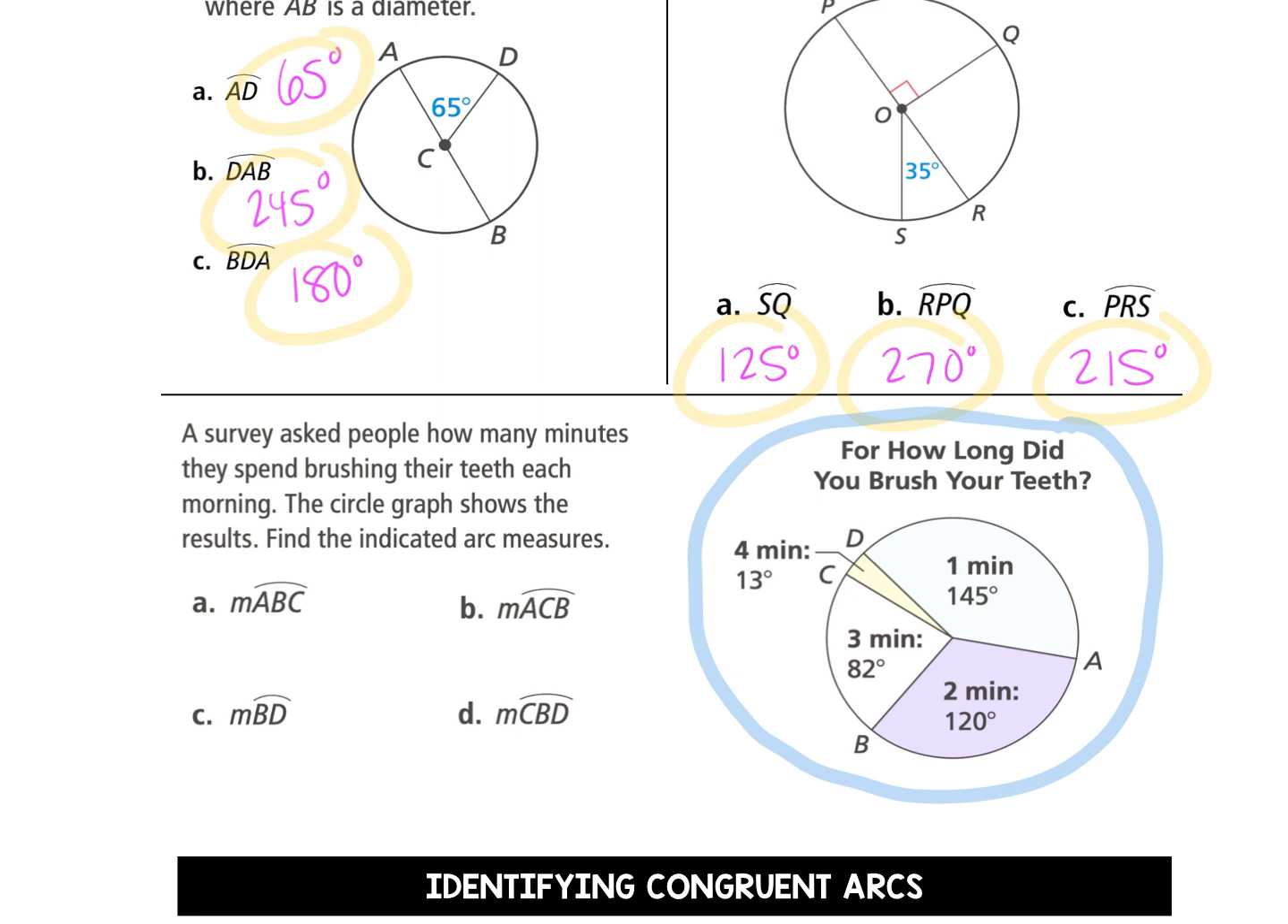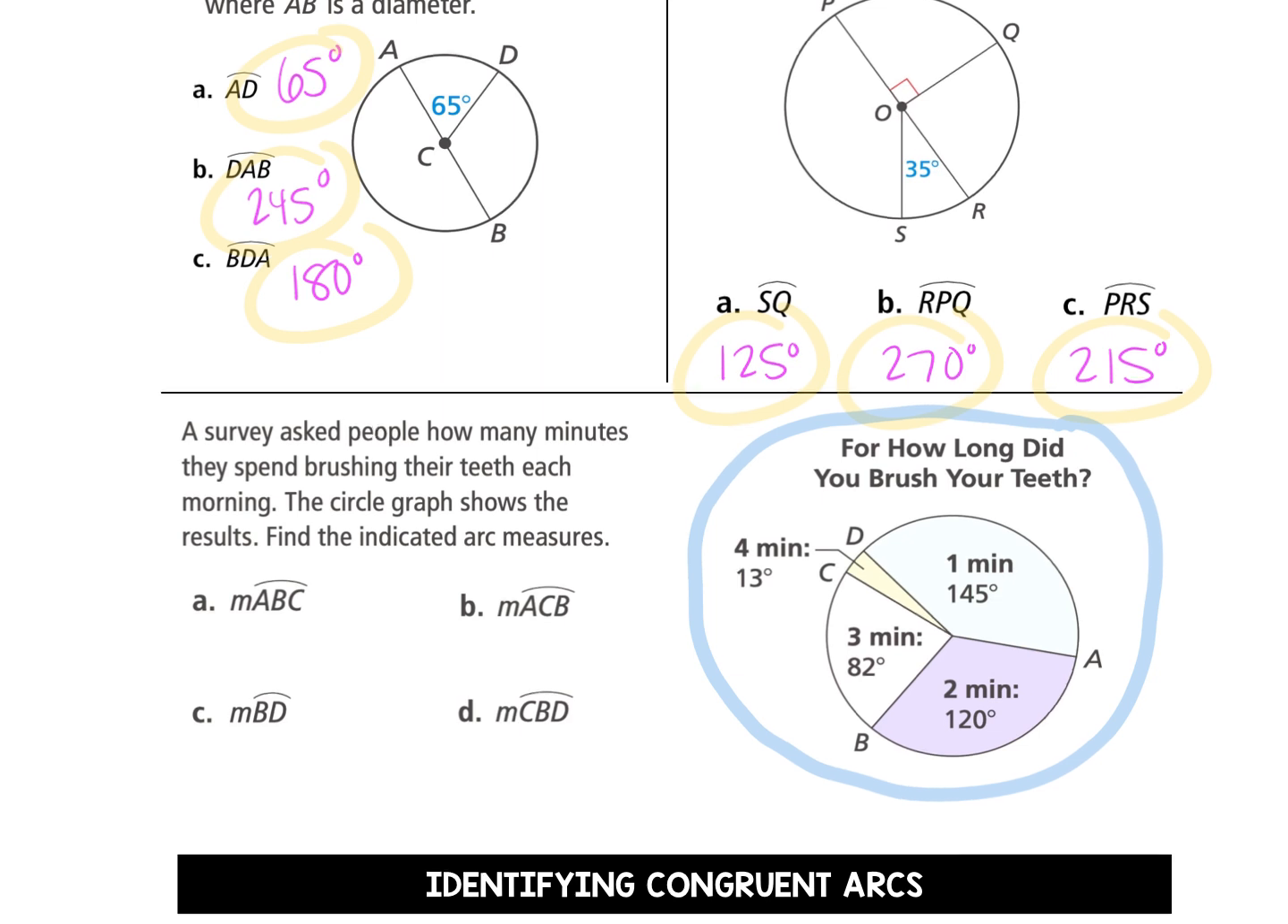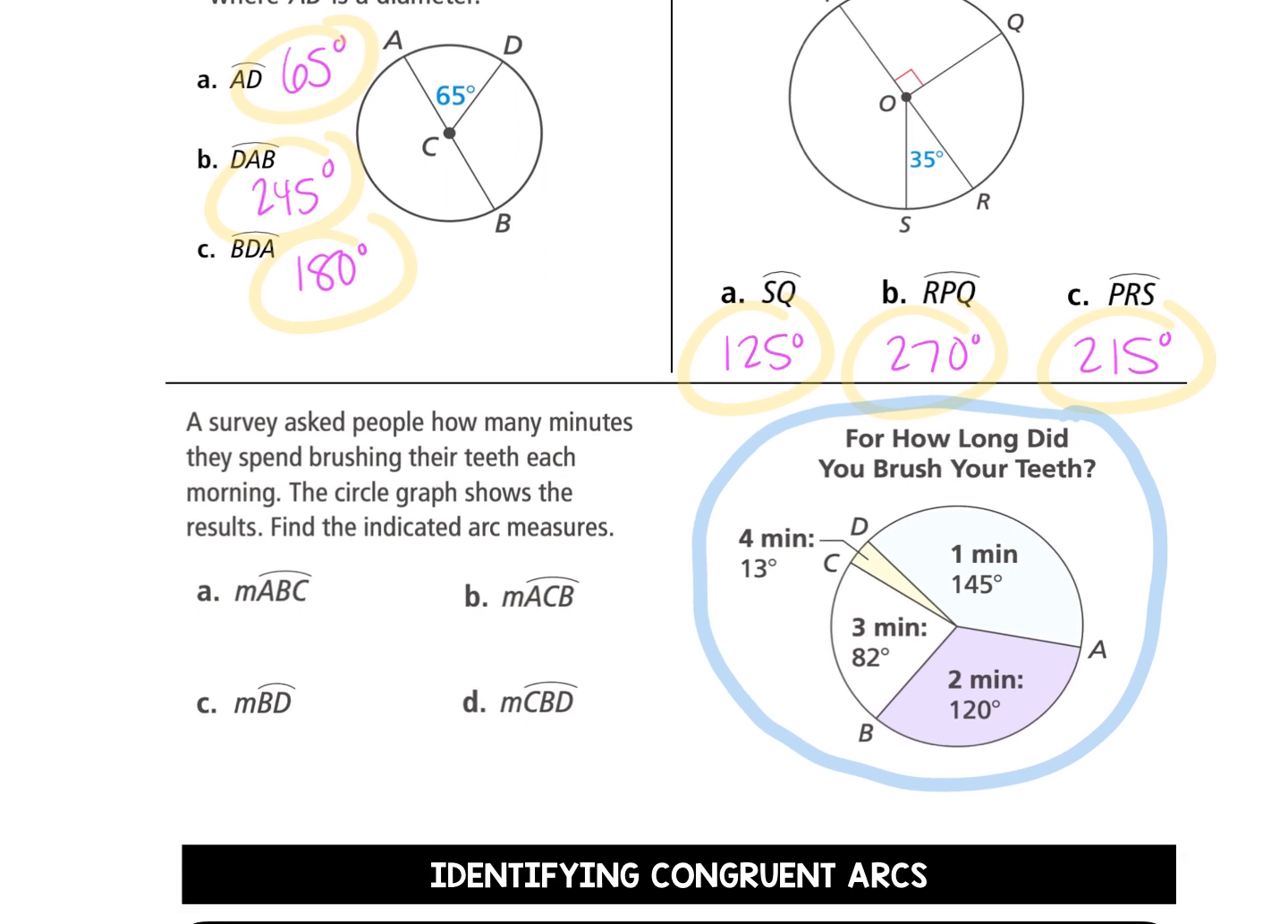So it looks like in this circle graph, we have degree measures associated with each portion of it, but we don't necessarily know the percent of the people, although we could figure it out. But what it's asking for here is, a survey asked how many minutes they spend brushing their teeth. The circle graph shows the results. Find the indicated arc measures.